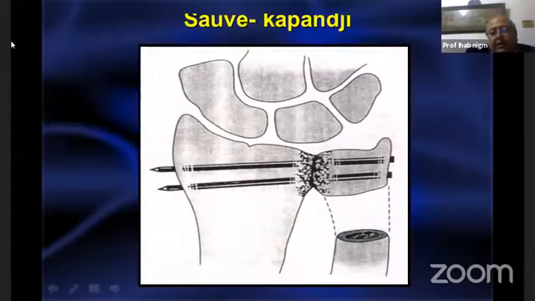Sauvé-Kapandji is used when there is chronic arthritis of the inferior ulnar joint or ulnocarpal impingement. We arthrodese the inferior ulnar joint and excise 1 centimeter from the distal ulna to allow pronation and supination.